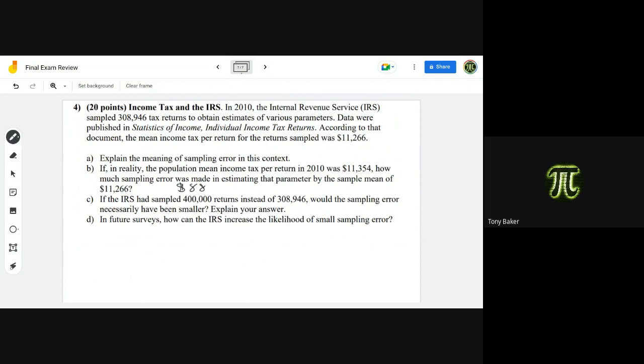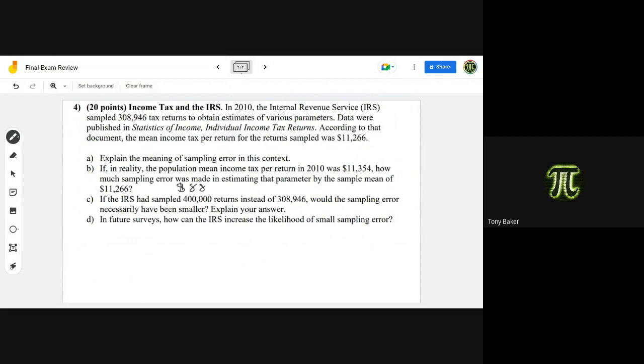So how can they do it? Make sure they choose more returns and make sure it's a truly randomized sample. Okay, so that's basically what they're looking for in this question. So it's you understanding what sampling error is more than finding sample errors.